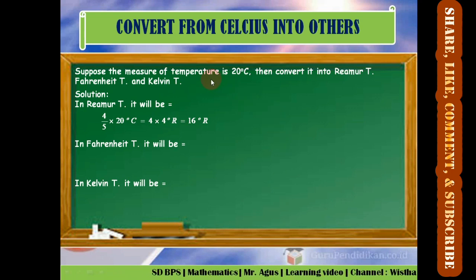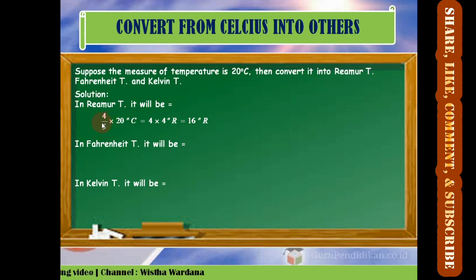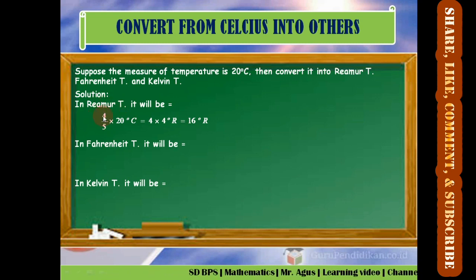We have the starting value from Celsius. So the proportion of Celsius becomes the denominator and the proportion of Reaumur becomes the numerator, and then multiply by 20 degrees. So you have 4 per 5 multiplied by 20 degrees equals 4 times 4 degrees, and the answer is 16 degrees of Reaumur. So this is equivalent to 20 degrees of Celsius.